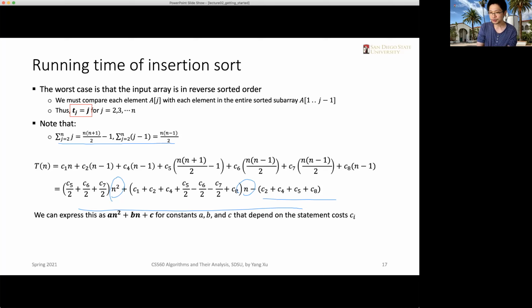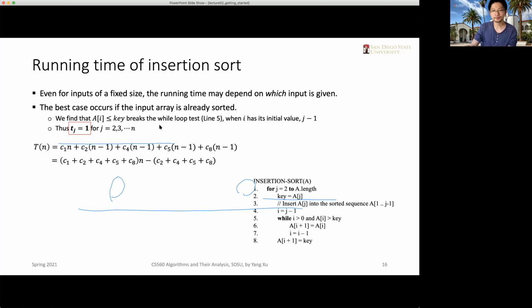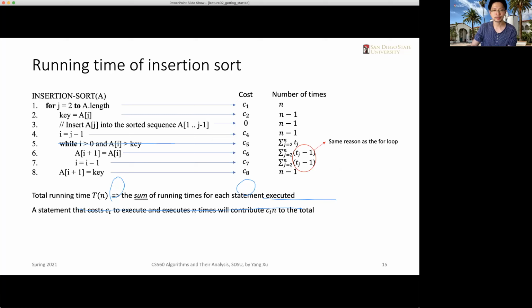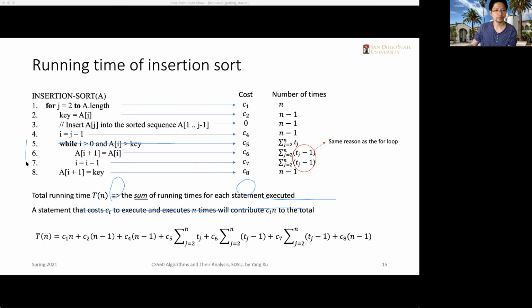Another question about the slide showing the pseudocode: why does TJ occur twice? Oh, yeah. So because the while loop has 2 lines within its body. So the while loop is from line 5 to line 7, okay? And line 5 will be executed one more time than line 6 and line 7 in each iteration, okay?